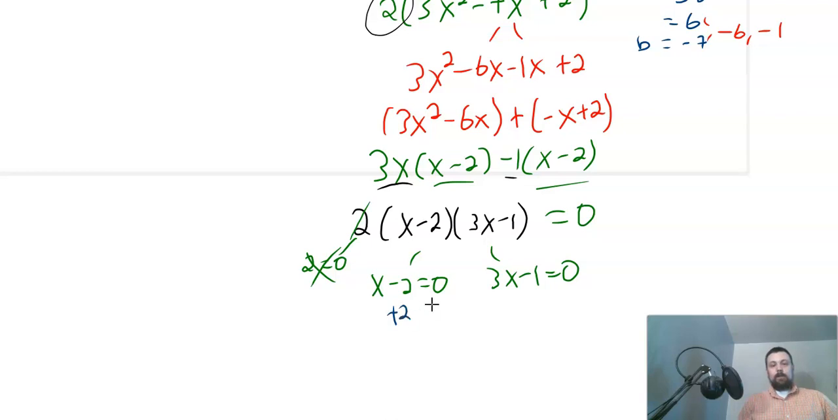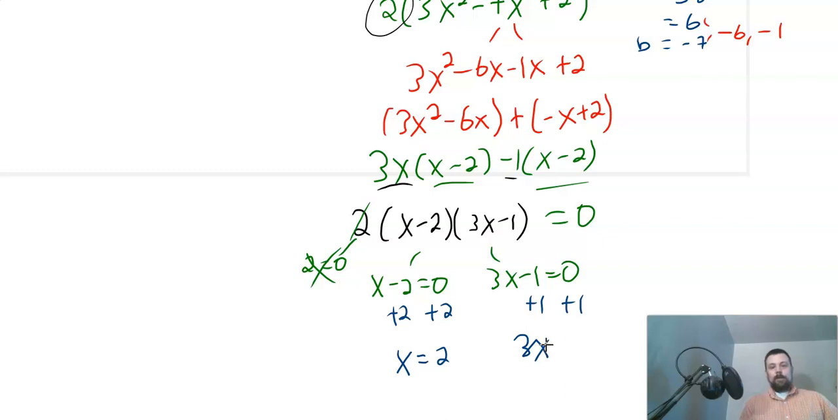So we'll add 2 to both sides. We get x is equal to 2. Here we'll add 1 to both sides. I don't know why that happened. Oh, I hit the wrong button. I'm just going to leave it. It's not that bad looking. All right, and then we'll divide by 3. And we'll get x is equal to 1/3.